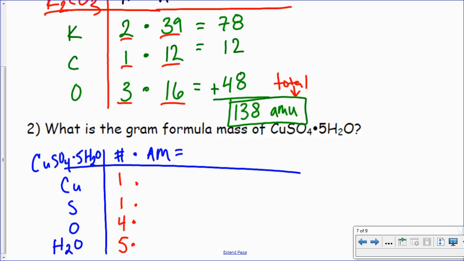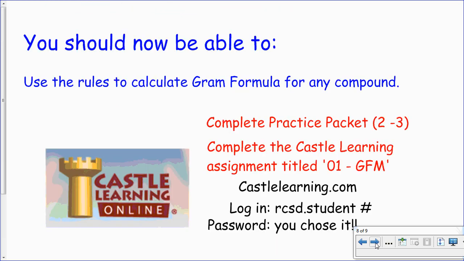Okay, now the atomic mass of copper, off the periodic table, 64 we'll call it. Sulfur's 32 we'll call it. Oxygen, again, 16. And 5 H2O. Well, if O is 16 and H is 1, then H2O itself is 18. So from this point, you're going to do the multiplication across, and then add up and get your total down here to figure out your answer. That's kind of on you to do. That one's technically called a hydrate.